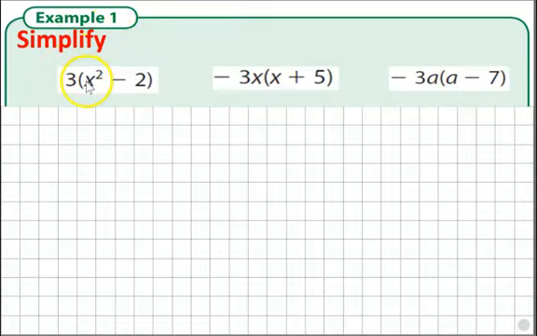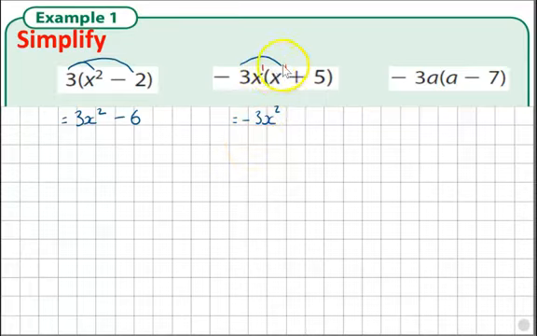Simplify 3 bracket x squared minus 2. So we're going to do 3 times x squared is 3x squared. A number times a letter, we stick them together. And 3 by minus 2 is minus 6. Then we have minus 3x by x. Now x on its own is really to the power of 1, and x on its own is really to the power of 1. So we're going to have minus 3x to the power of 1 plus 1, which is minus 3x squared, because 1 plus 1 makes 2. And then minus 3x by 5 is minus 15x. A number times a letter, we stick them together.